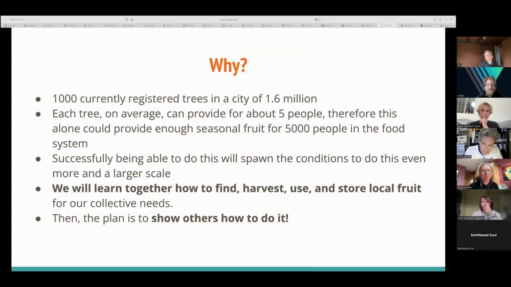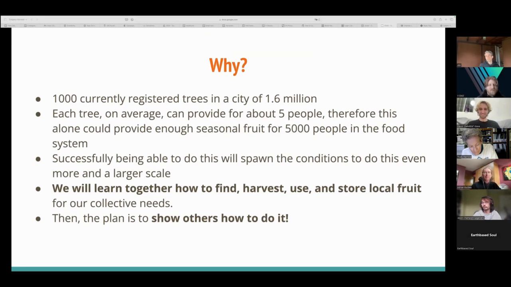Okay, onwards. As I mentioned, there's currently over 1,000 registered trees in our city of 1.5 million. And in terms of why do these kinds of projects, well, this is just some basic elementary math. With 1,000 trees, on average, an apple tree can provide the seasonal fruit needs for about 5 people.